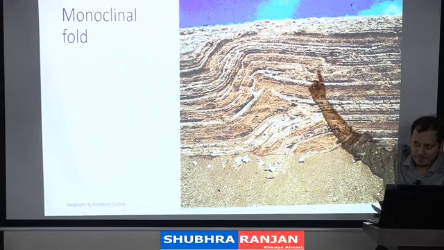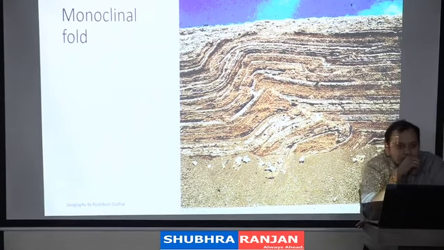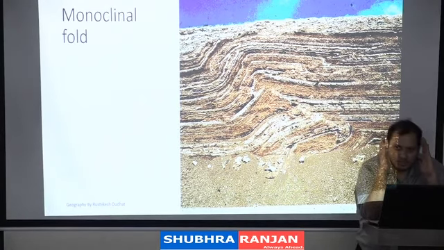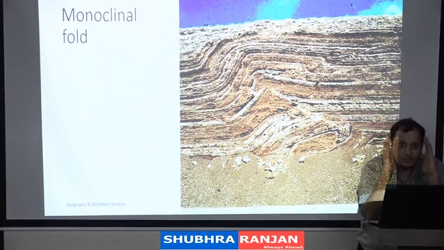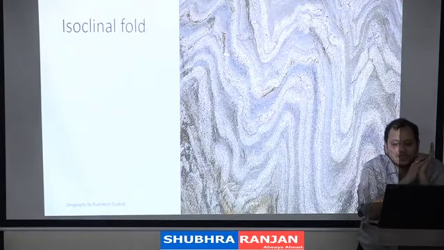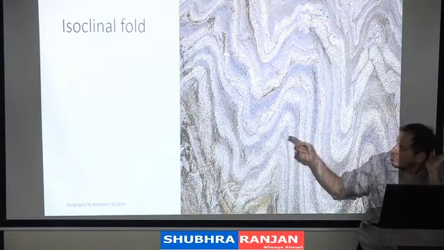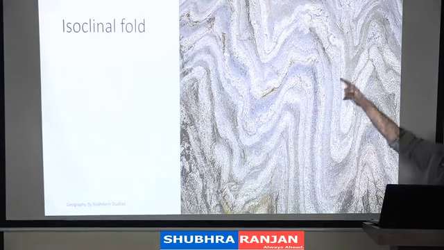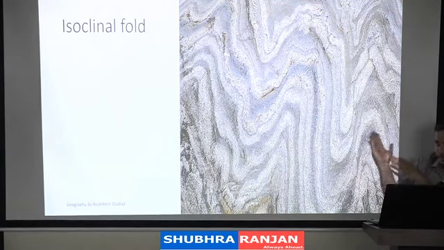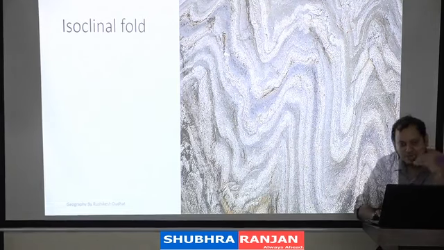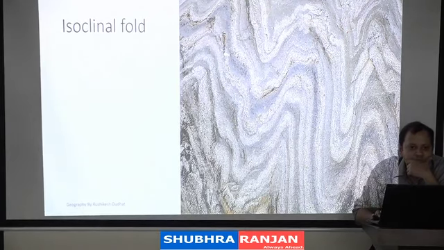Getting it? What is an isoclinal fold? Both the limbs are inclined and more or less parallel to each other, but they are not parallel to the ground surface. So this is an example of an isoclinal fold. So both the limbs are parallel, but they are not parallel to the ground surface. इसके बाद what is the stage? Recumbent fold. So what happens in the recumbent fold?